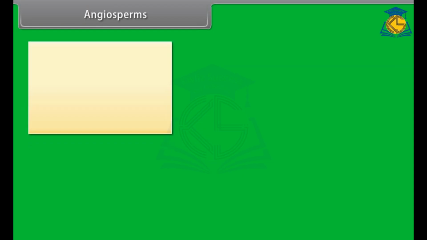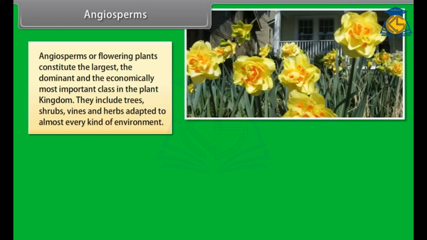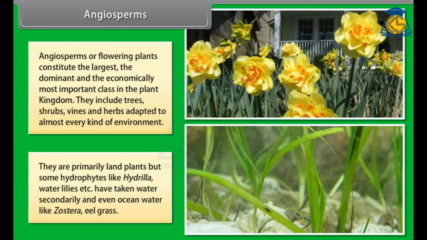Angiosperms. Angiosperms, or flowering plants, constitute the largest, the dominant, and the economically most important class in the plant kingdom. They include trees, shrubs, vines, and herbs adapted to almost every kind of environment. They are primarily land plants, but some hydrophytes like hydrilla, water lilies, etc. have taken to water secondarily, and even ocean water, like zostera, eelgrass.